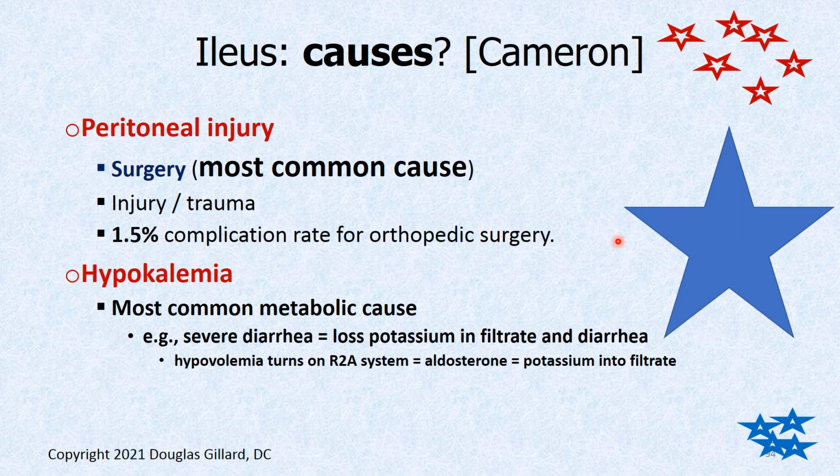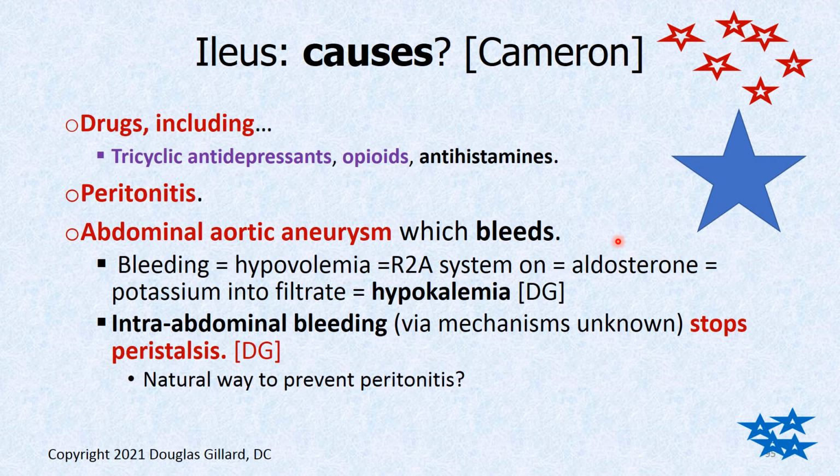Hypokalemia is the other most common cause of this. Patients with severe diarrhea, where they lose potassium, this can occur from that as well. Other causes are tricyclic antidepressants and opioids. Not everybody, though. Some people seem to be susceptible. It's rare, but it can happen.